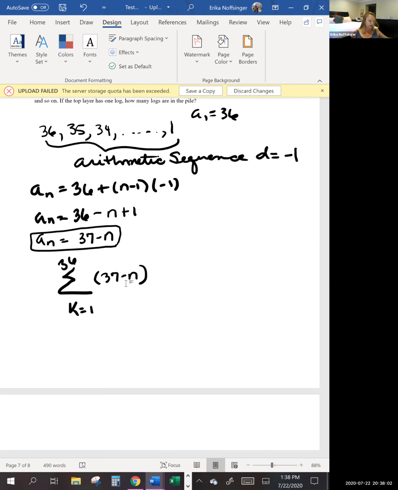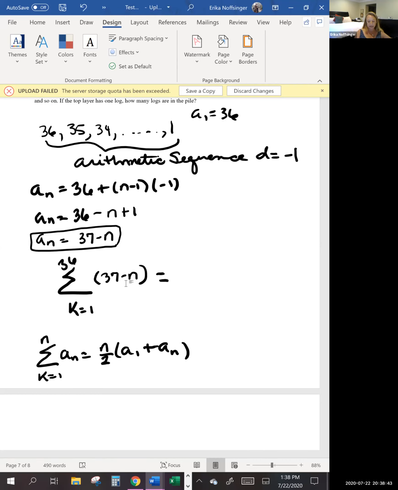So this is an arithmetic sequence or series, and there's a formula, and I again will give you this formula. What the arithmetic series says, if you have the sum from k equals 1 to n, so that's geometric, so the right one, of an arithmetic sequence a sub n, this is equal to n over 2, all times a sub 1 plus a sub n.